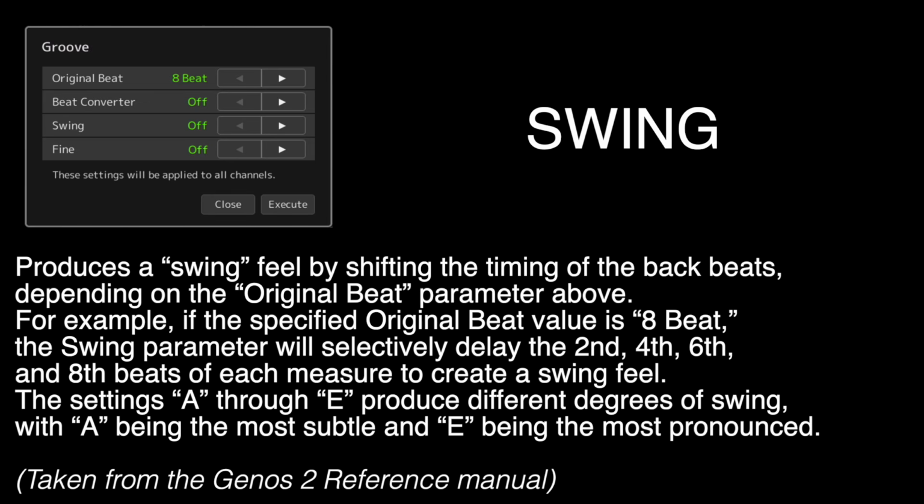For example, if the specified original beat value is 8 beat, the swing parameter will selectively delay the second, the fourth, the sixth and the 8th beats of each measure to create a swing feel. The settings A through to E produce different degrees of swing, with A being the most subtle and E being the most pronounced.